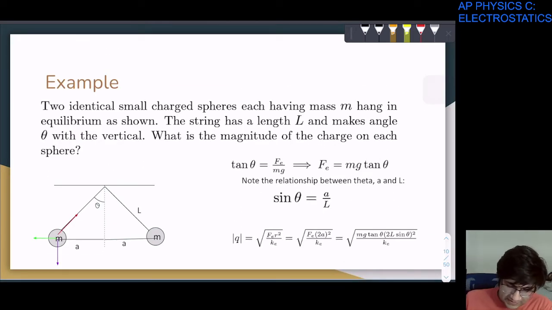Now, what is tangent of theta? Also we have to note that the sine of theta, so theta is up over here, is equal to opposite, which is A divided by L, right? So our magnitude Q, which is equal to the square root of this mess over here, we substitute it in. And this equation, by the way, comes from F sub E equals Q, K sub E Q over R squared, right?